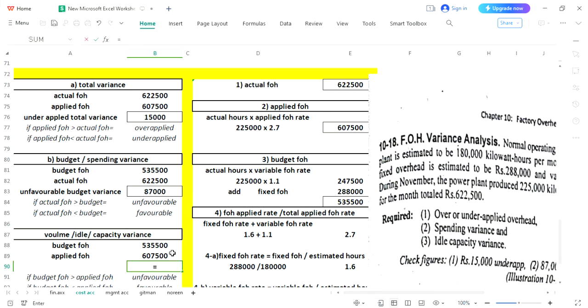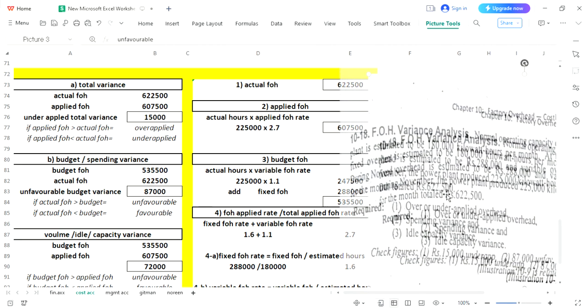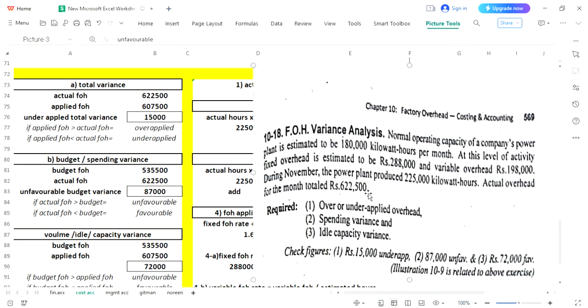To take the difference, you will write down first amount 607,500 and the second amount for budget, 535,500. To calculate the difference, you are subtracting both amounts. Here we have got our third variance and it was volume variance. Here comes 72,000, your third idle capacity variance. Third requirement answer is 72,000.